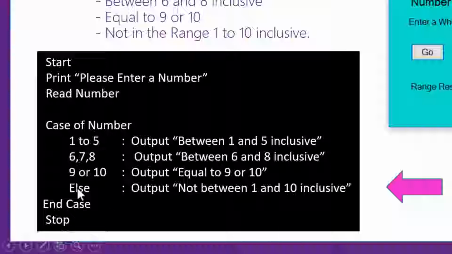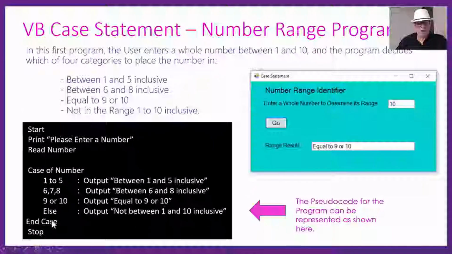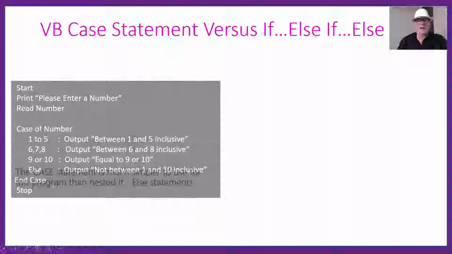And then we need an else here. So if it's not any of these three situations, we'll go to the else statement and it's going to say your number's not between 1 and 10 inclusive. And that's where we end the case there. Okay, so that's the pseudocode for the program. So you could have used if else.